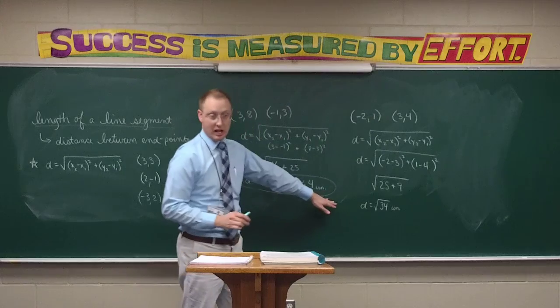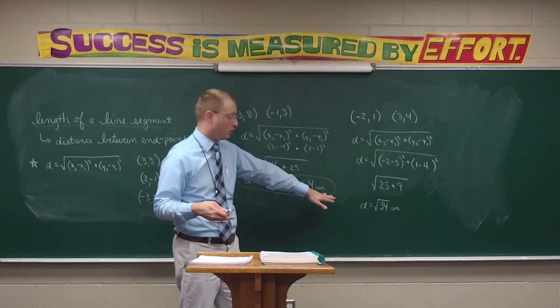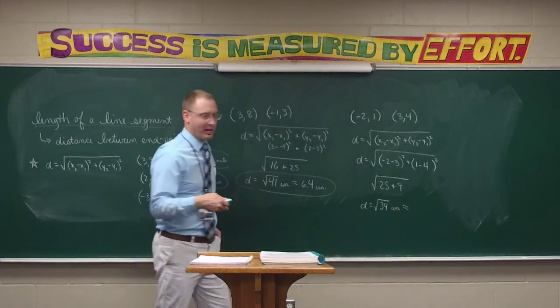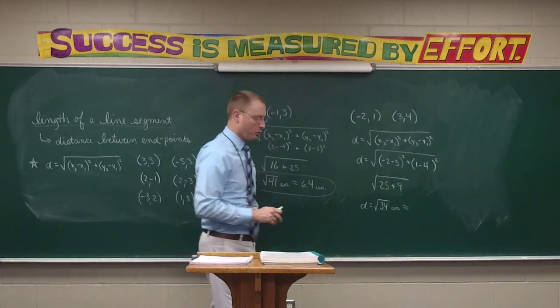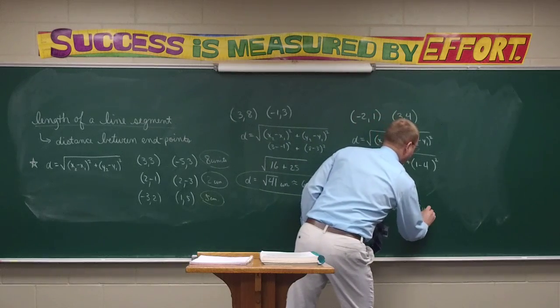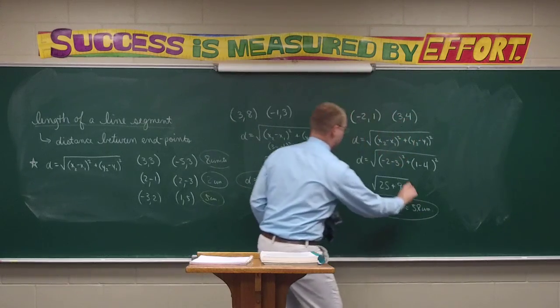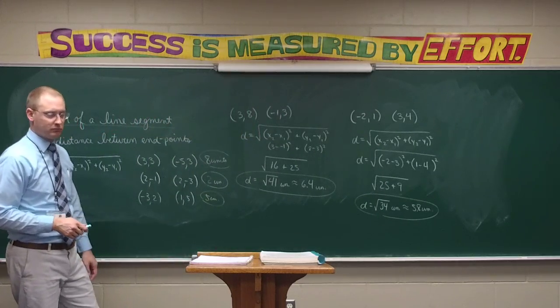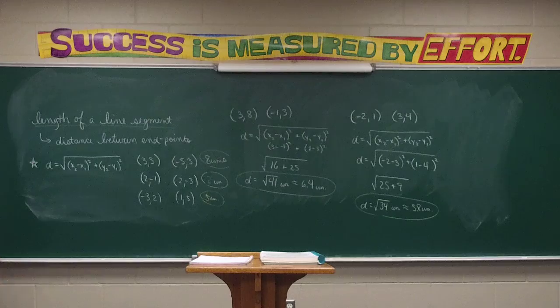If I could reduce it, I would, but that's not a reducible radical. But I'll also find an approximate value. I'm guessing something like 5.8, 5.9. What is the square root of 34? 5.83. Yeah, let's just say 5.8 units. Questions on that? Questions on using the distance formula?